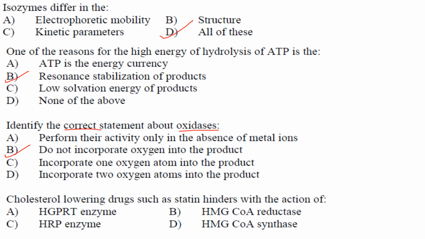Then next one. Cholesterol lowering drugs such as statins interfere with the action of HMG-CoA reductase. Statins are competitive inhibitors of HMG-CoA reductase. HGPRT is involved in purine metabolism. HRP is horseradish peroxidase used in laboratory analysis assays. HMG-CoA synthase is again involved in the cholesterol synthesis pathway.